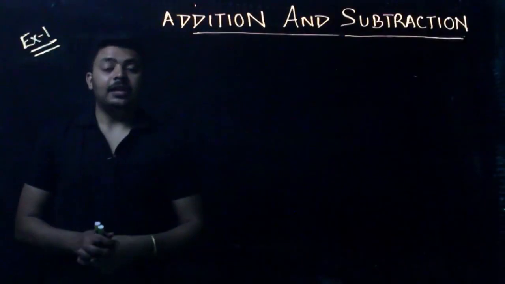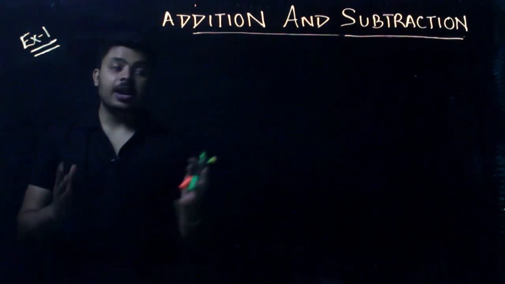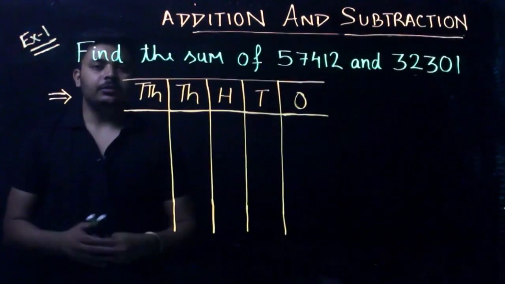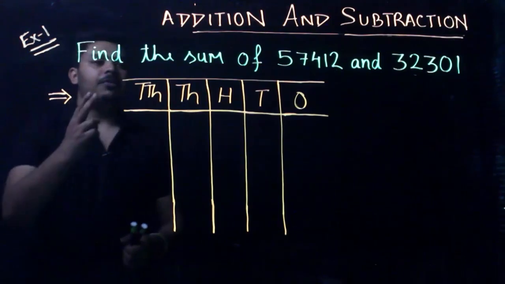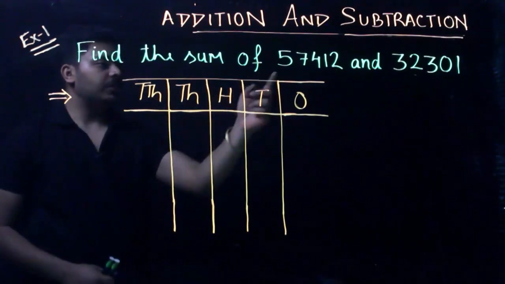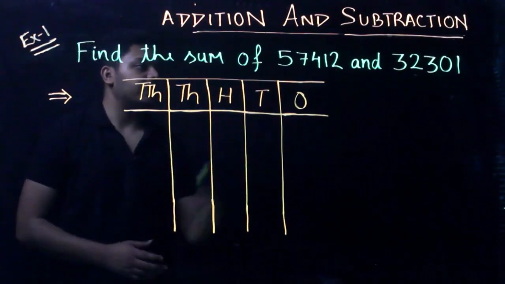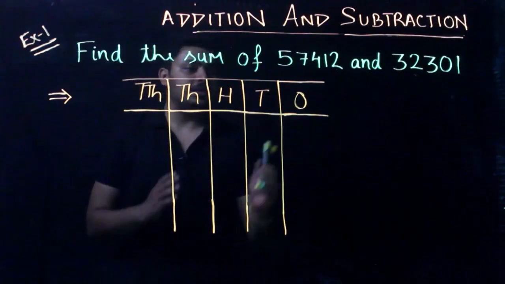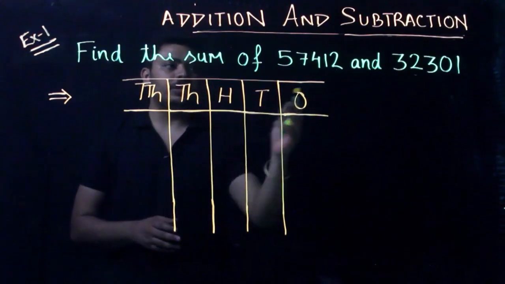Hello students, let's start our new chapter, addition and subtraction. So let's take a look at our first example. Find the sum of 57,412 and 32,301. So our first step is to arrange the digits of each number according to the place value.